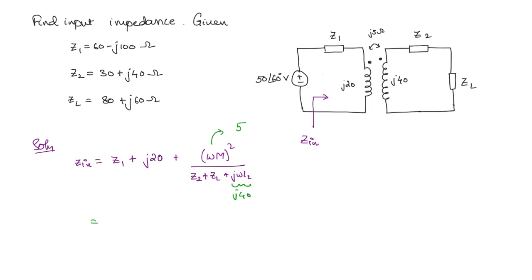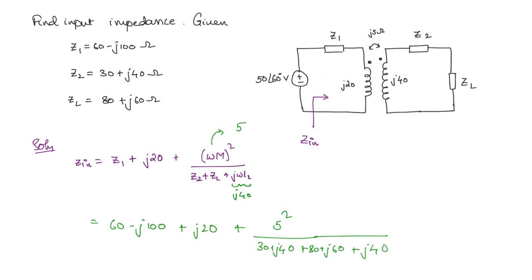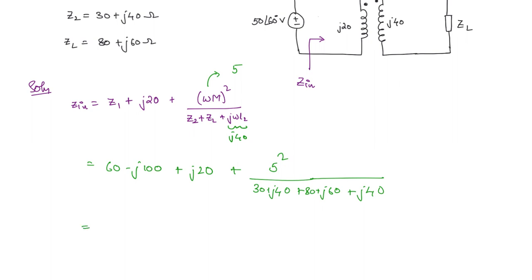What you're going to get, Z1 is given as 60 minus j100 plus j20 is the self-inductance plus (omega m) whole square is 5 square divided by Z2 is 30 plus j40, ZL is given as 80 plus j60 plus j40. So this you can simplify. I will write the final expression: 60.09 minus j80.11, or in terms of the magnitude and phase you're going to get 100.14 angle minus 53.1 degrees.